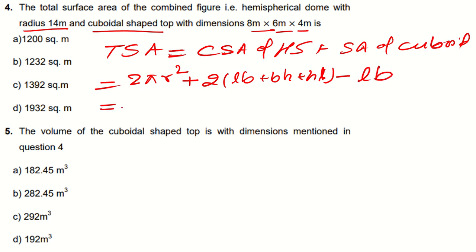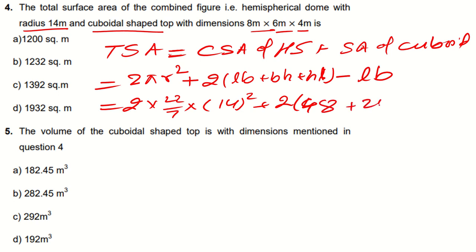So what will be the answer here? 2 multiplied by 22 by 7 multiplied by 14, the radius, plus 2 times LB, which means 8 times 6, 48, plus BH 24, HL 32, minus 8 times 6, 48. Calculate this, I am sure you will get the answer. Now the volume of the cuboidal shaped top with the dimensions mentioned in question number 4.